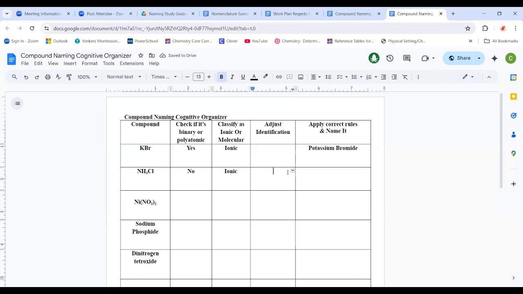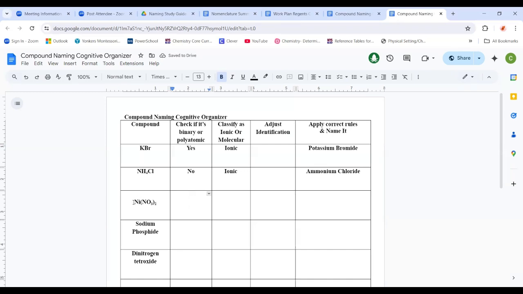All right, so I'm not going to adjust my identification because I picked up on the fact that this is polyatomic right away. I'm going to go ahead and just name the polyatomic. I memorized it. It's ammonium. And chloride. All right, let's get down to the next one.